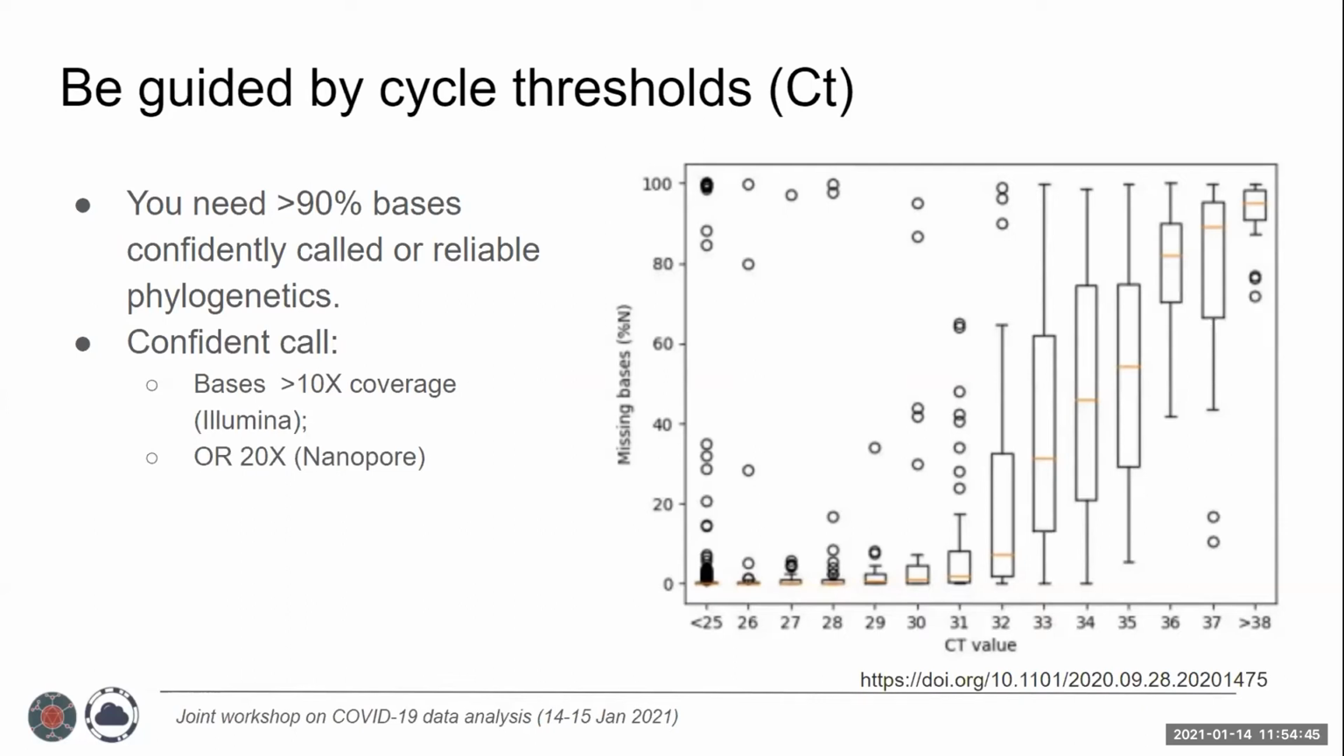You should remember that for your phylogenetic analyses, you're aiming for 90% of the bases to be called confidently. And when I say confident, that means you need over 10 times coverage for each base on Illumina and over 20 times coverage for each base on Nanopore. You may have other research questions where these samples with lower yields might be useful, and that's entirely up to you what you do with those. But these are the cutoffs you need to be aiming for if you're going to start using phylogenetics.